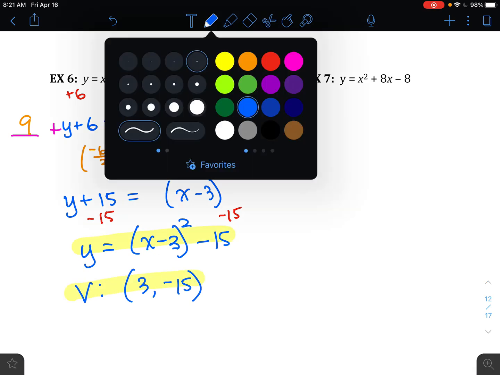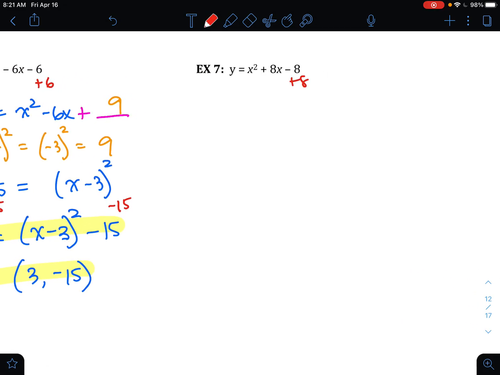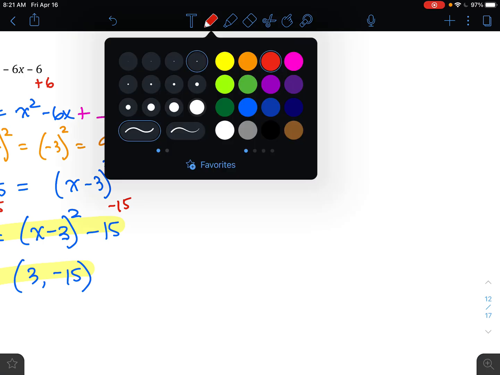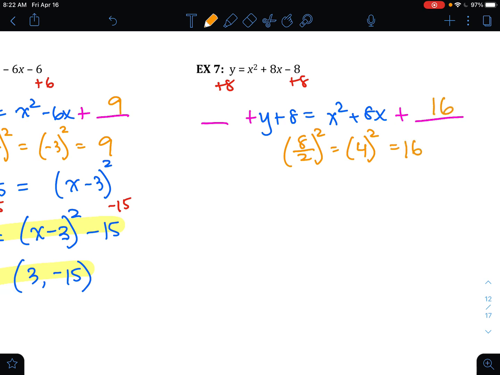Okay, last one. I need to move the 8 by adding y plus 8. Lots of 8s in this problem. All right, add in a blank so you don't forget to actually put a number on both sides. And then now calculate that number. So b is 8. 8 divided by 2 is 4. So 16 I will add in on both sides.